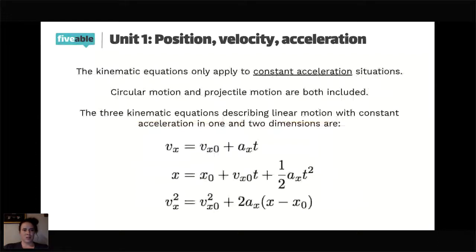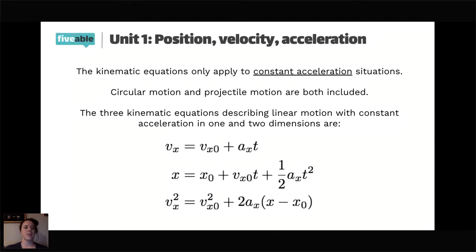All right, so our kinematic equations only apply to constant acceleration situations. And again, this is something that you're going to really dive deep into once you get to calc-based physics. So the kinematic equations that you know and love are v_x equals v naught plus at, x is x naught plus v t plus 1/2 a t squared, or v final squared is v initial squared minus 2a delta x. Only apply to constant acceleration.